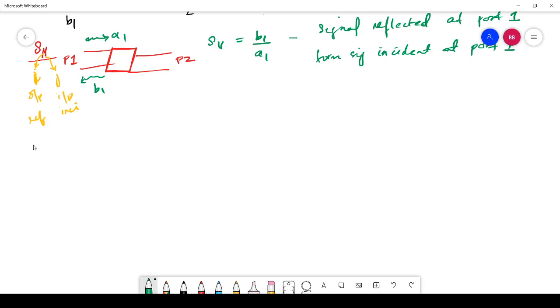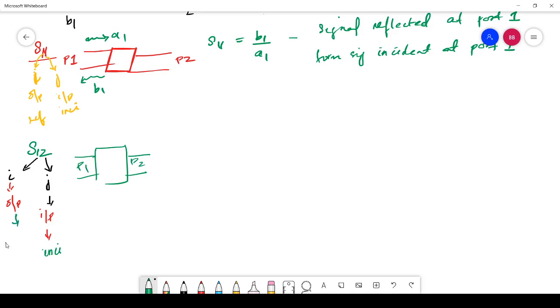So I will take S12. Okay, so if this is my 2 port network, this is my port 2 and this is my port 1. So I say S12, right? So in S12, this 1 is my I and this 2 is my J, and I say J is my input and I is my output. So when I say input, it is the incident wave, and when I say output, it is the reflected wave.